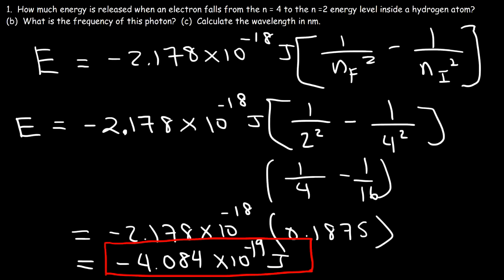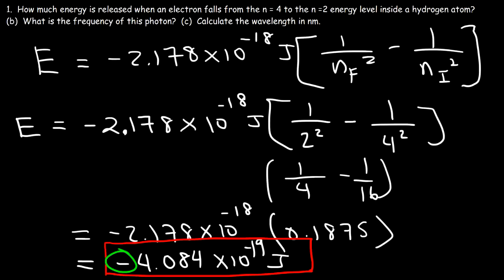Now, here's a question for you. Why is this answer negative? Recall that when it falls from a high energy level to a low energy level, a photon is emitted. So the electron is losing energy, and that's why it's negative. If the electron jumped from the second to the fourth, it would be absorbing energy, so E would be positive. So that's why we have a negative sign, to show that energy is being released as the electron falls to a lower energy level.